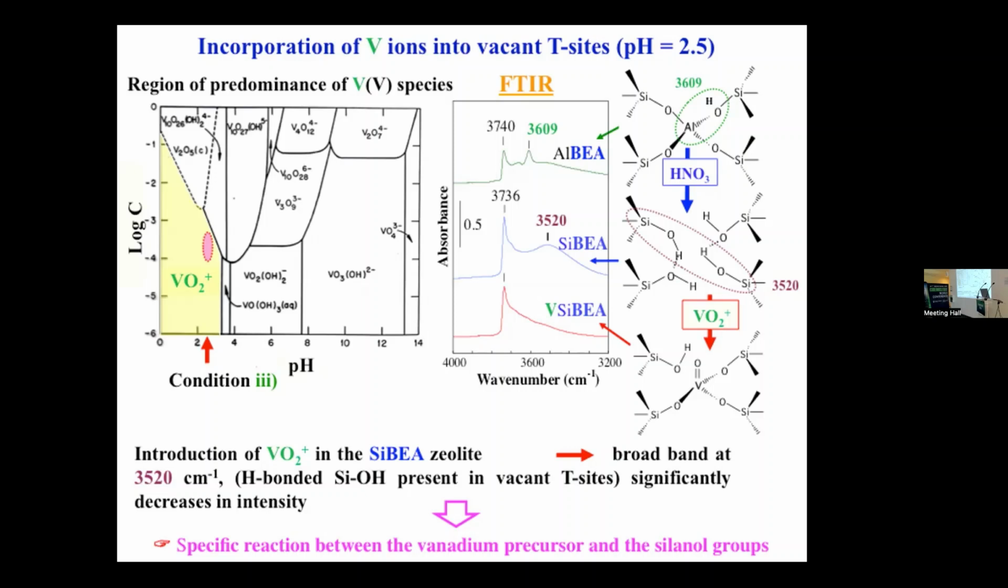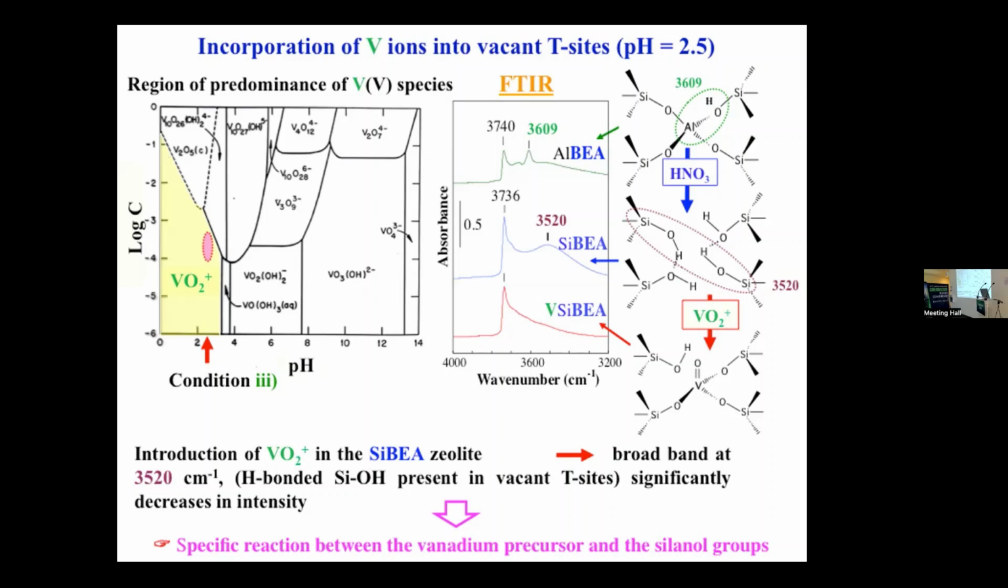So we work in the condition of pH 2.5. In this condition, as you can see, we have mononuclear vanadium species in the solution. These are not very big molecules. These molecules could be incorporated in the vacancy site. So here we confirm by infrared spectroscopy that we remove aluminum from Al-beta zeolite. Aluminum is in this position. When we treat it with nitric acid, we remove aluminum and we create vacancy sites.